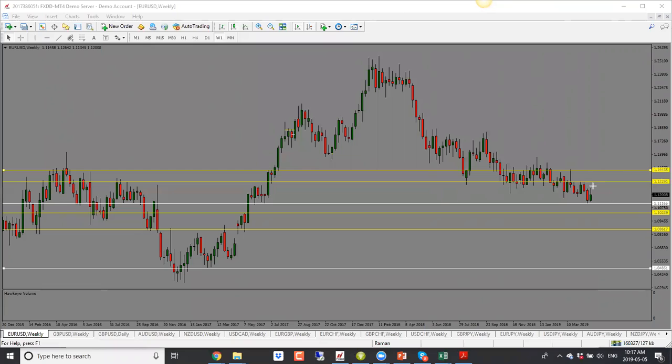Now, should data come out negative for the US dollar, we could see price go all the way up to the very, very high at the 1.1450 level. So do keep that in mind, because we have CPI numbers for the US. If they come out negative, we could see it go all the way to the top here, which is our next level of support and resistance.